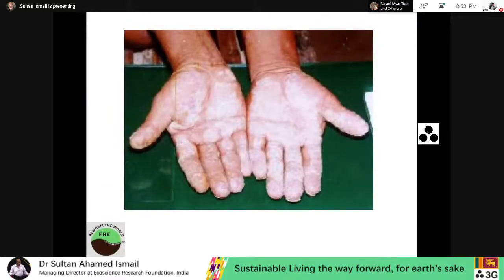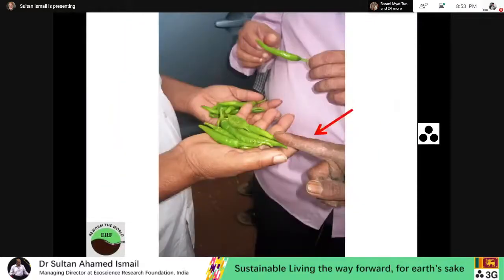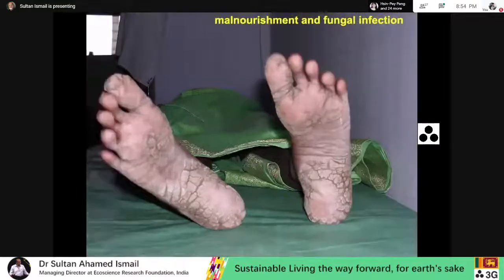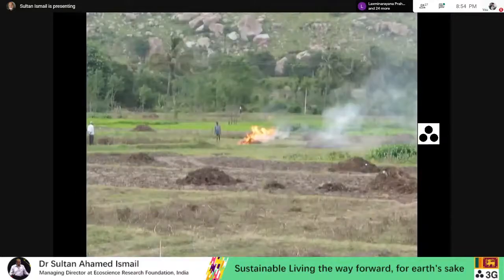Subbarao may recollect this picture. This is again from Teni. A farmer uses endosulfan on chilies. Right? Farmers from Andhra Pradesh. This is what happens. And then what we do is we burn things. Sri Lanka, you also do it.